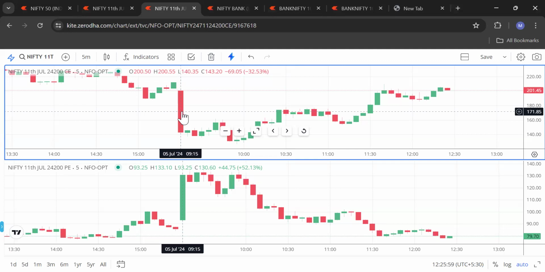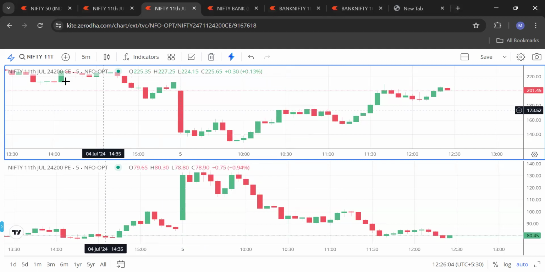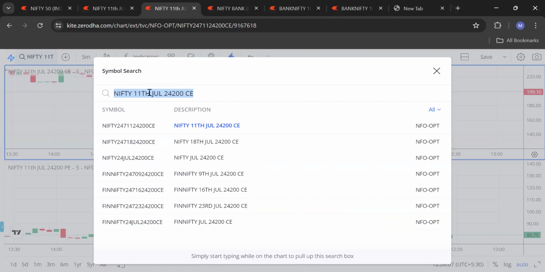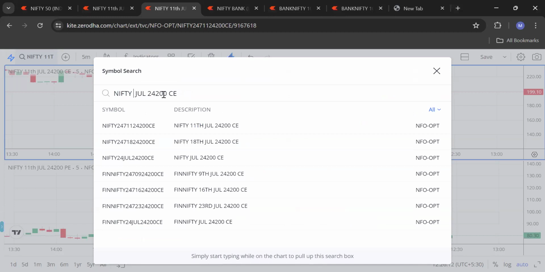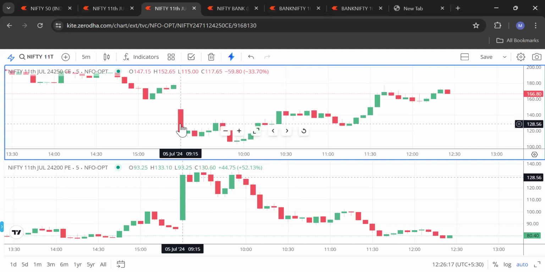You see the price over here, high is 200. So instead of 24,200, I will go into 24,250 call, slightly out of the money call, just to equate the premium. That's all. Now after going to 24,250 call, you compare the common price. 147.15 and 152.65 are still not common price. But now see the next two, low and close, 115 and 117.65, they are common price.